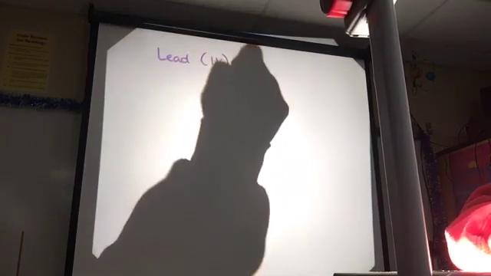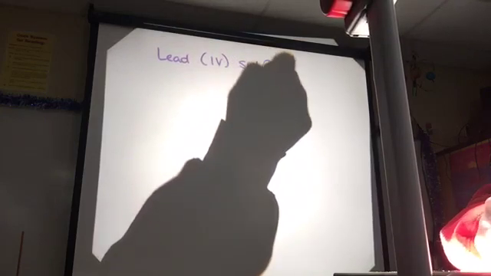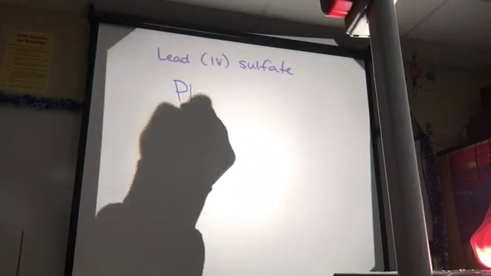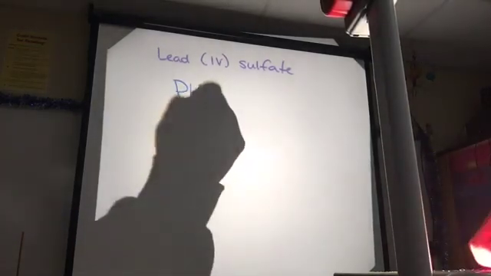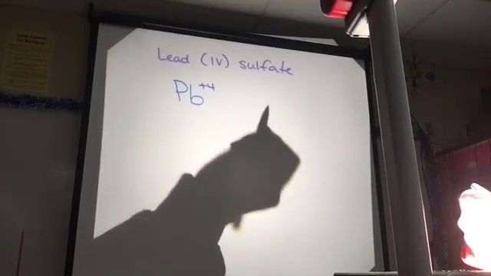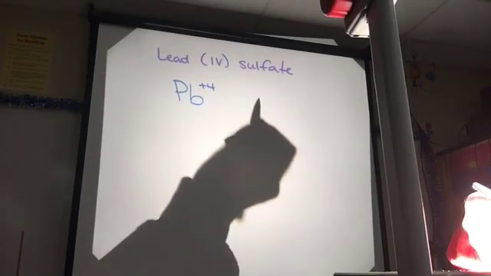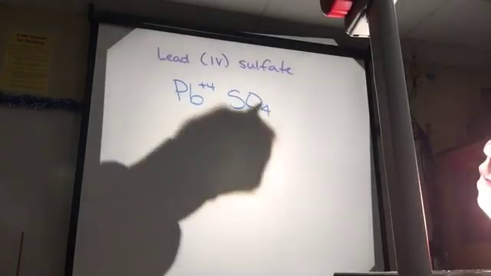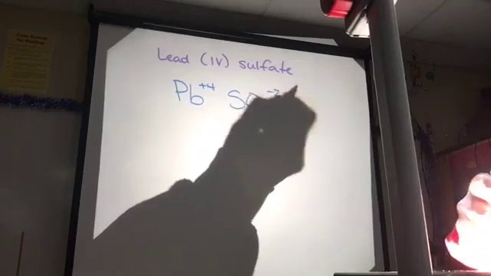Okay, so let's do lead 4 sulfate. What's lead's symbol? Pb. Good job. And what's lead's charge here? +4. Thank you. And what's sulfate's formula? SO4. And what's sulfate's charge? -2. There you go.